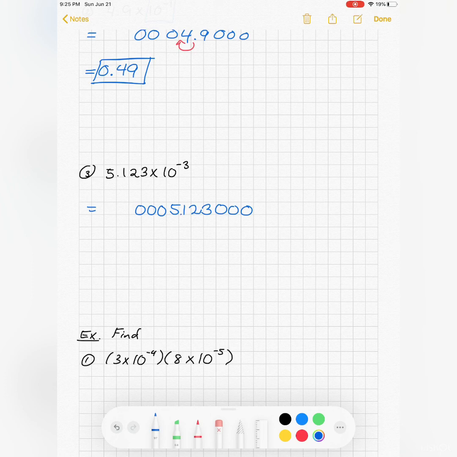Okay, times 10 to the negative 3rd. So I move 1, 2, 3 places left. And there it is.